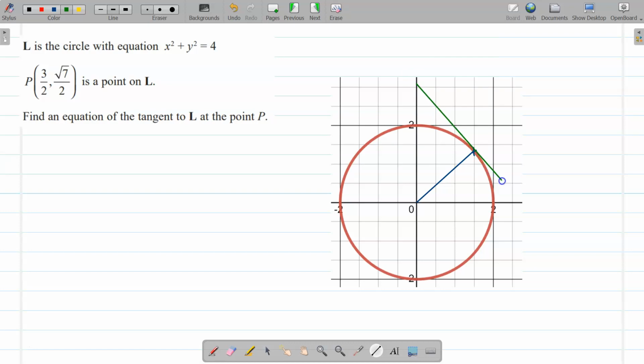And it would cross or touch the circle there. That's about right. And it would meet that blue line at 90 degrees, you see. So we need the equation of that tangent. Okay, let me just try and settle that down somewhere.